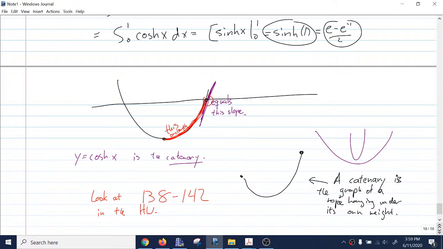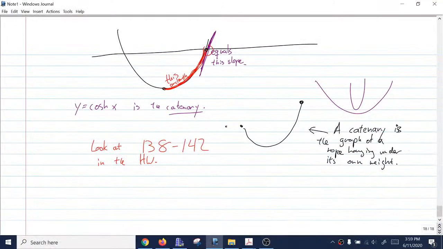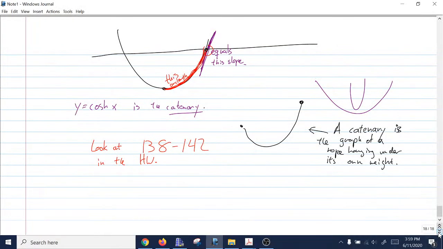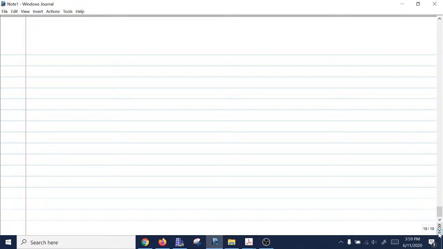I believe I owe you some more examples of finding area, maybe other stuff, using parametric curves, or a curve expressed parametrically. Let's do a couple examples.